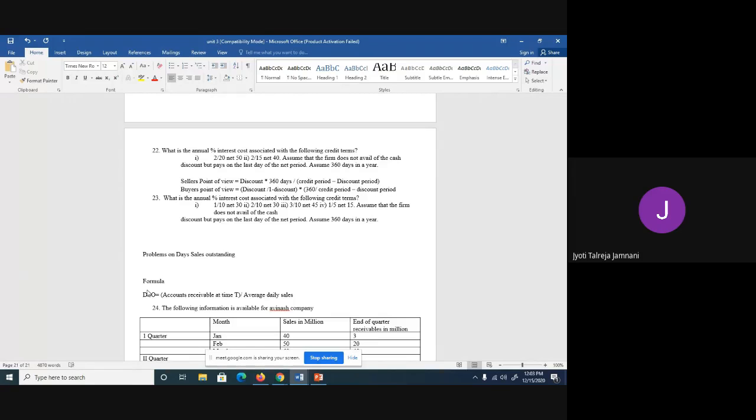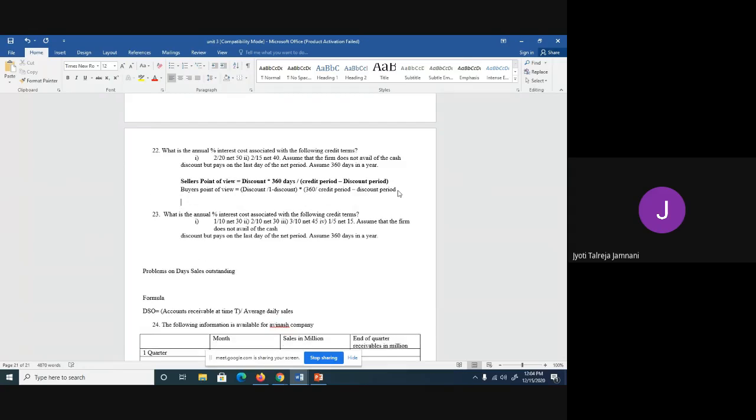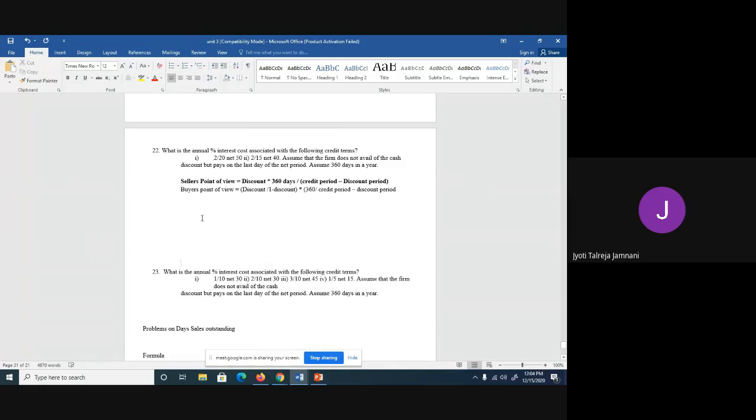In exam, they may not ask you from buyer's point of view or seller's point of view. They'll just give you a straight question and you have to solve. So when they're not asking, you can always use the first formula, from seller's point of view, to solve. If they ask both, then you can do both. But for the first sum, I'll show you both the formulas, and for the next sum, we'll do only seller's point of view. So how do we solve this now? Let's start with the seller's point of view.